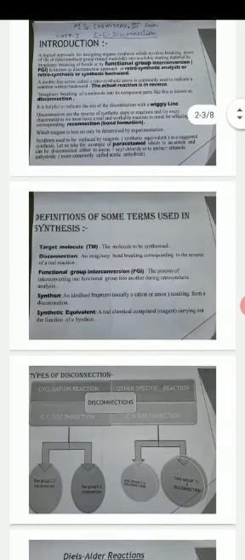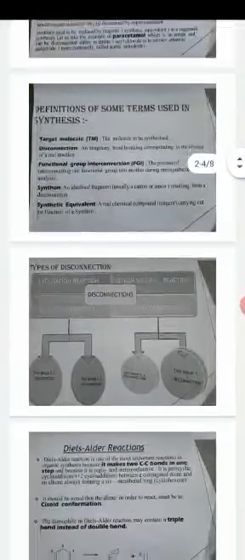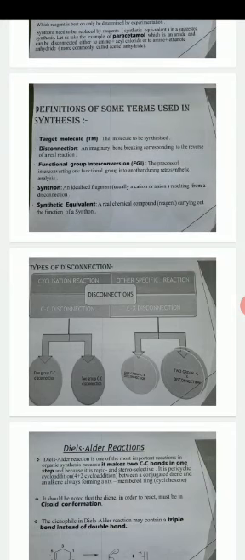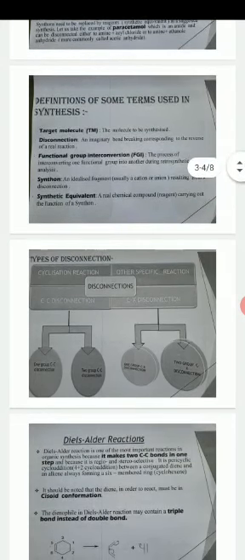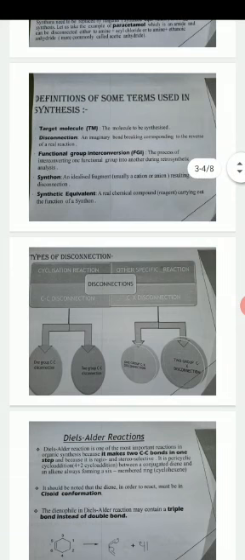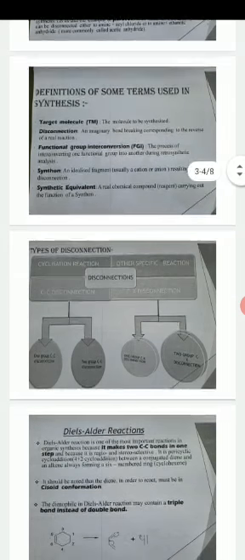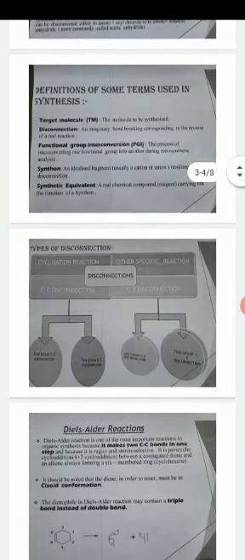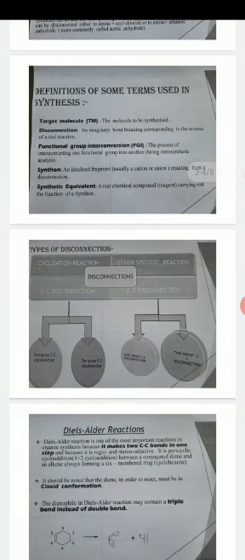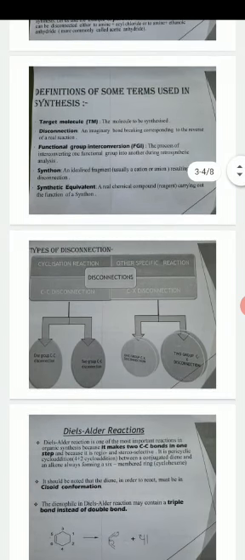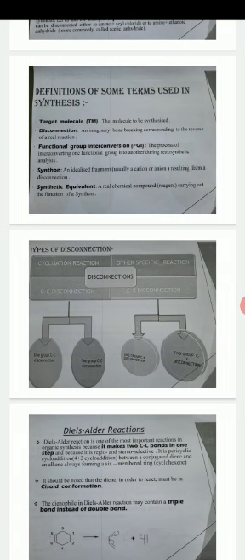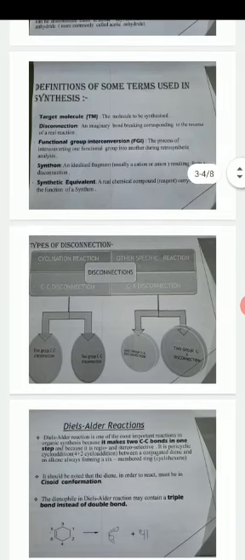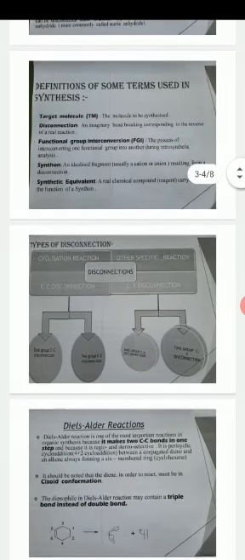So there are many types of disconnections we can classify: cyclization reactions, other specific reactions, CC disconnections and CX disconnections. CC disconnections may be categorized in two ways: one group CC disconnections and two group CC disconnections. In a similar way, CX disconnections may be categorized in two ways: one group CX disconnections and two group CX disconnections.